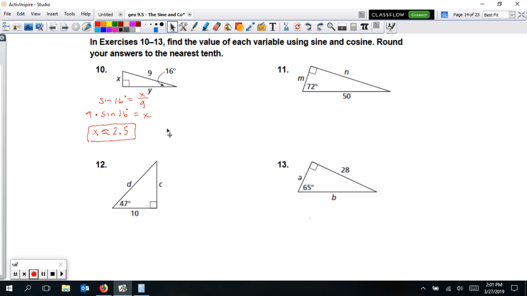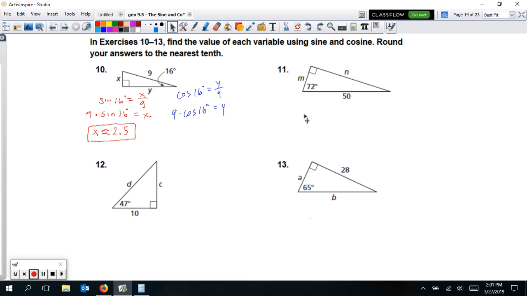And then the next one, we're trying to find y, so that's going to be adjacent to this one. So now we're going to be using cosine. So cosine of 16 degrees will be the y over 9. So cosine of 16 degrees, y over 9, multiply both sides by 9 again. And so we're going to figure out the cosine of 16 degrees and times that by 9 to find the y.